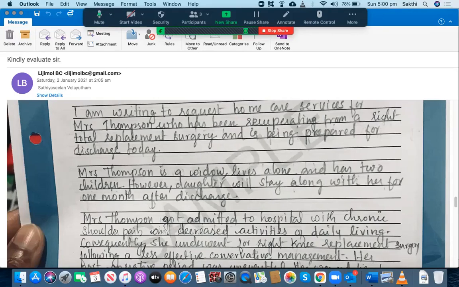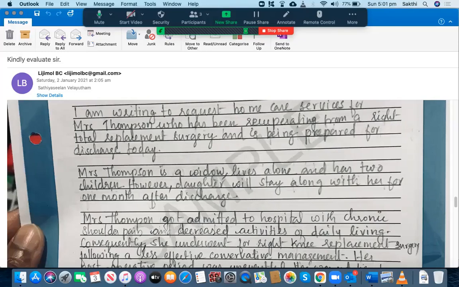However, daughter will stay along with. Not daughter alone. You have to say, however, her daughter will stay along with her for 1 month after her discharge. After Mrs. Thompson's discharge. You don't need to use however. I don't know why you have included it here. It doesn't make sense, right? Because in that letter she's staying alone, but because of the hospital stay. Yeah, that's correct. I think that's okay.